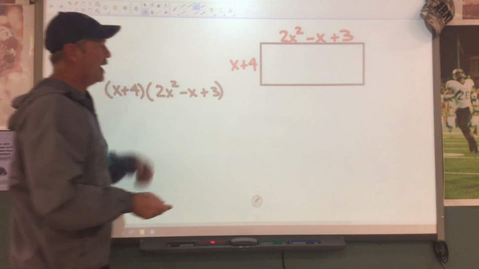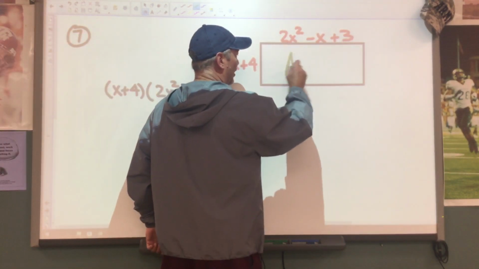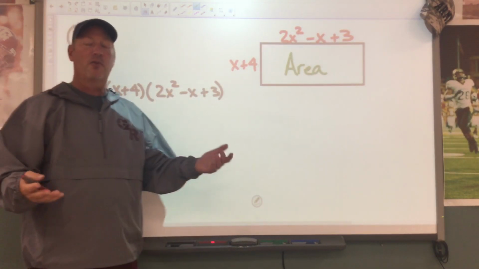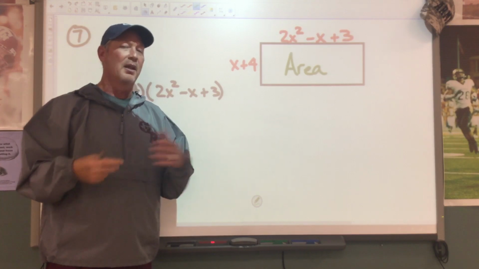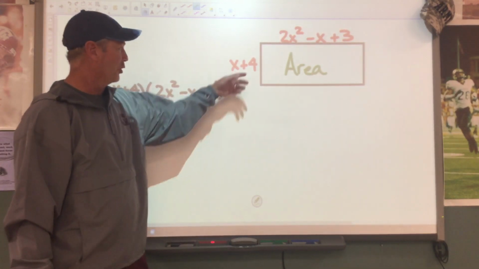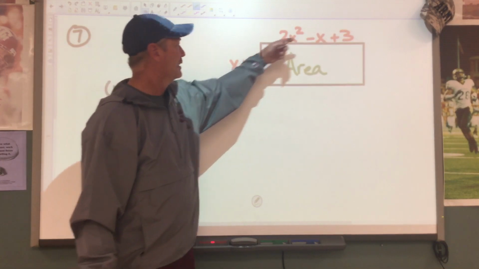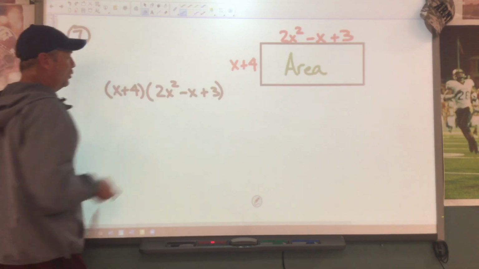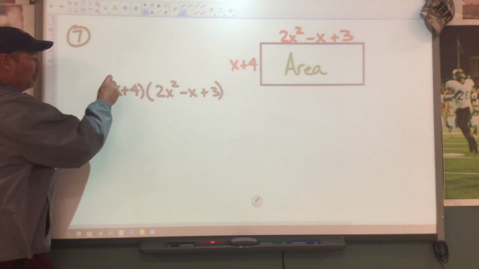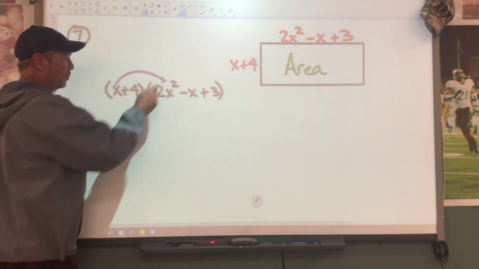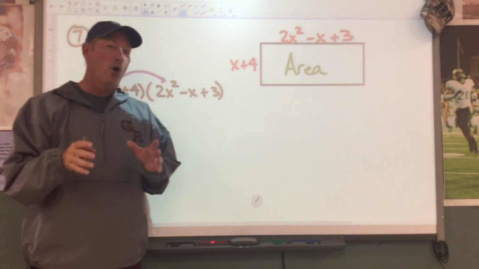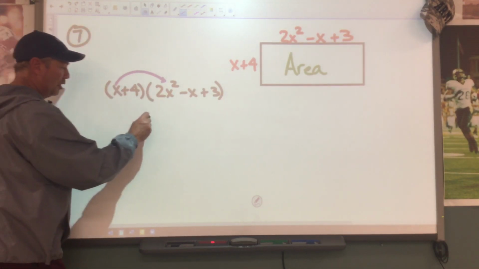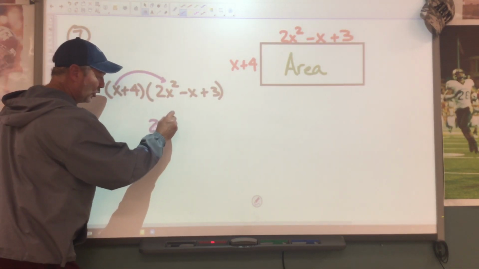Number 7, they're going to ask us to find the area of that rectangle. To find the area of a rectangle, you're going to go length times width, base times height. Either way, you're going to have to go this side times this side. We've set it up for you. Okay? What I'm going to do, we're going to distribute. So I've got to take the x here. I have to multiply. Now remember that when you multiply variables, you're going to add the exponent. So this is going to turn into 2x to the third.